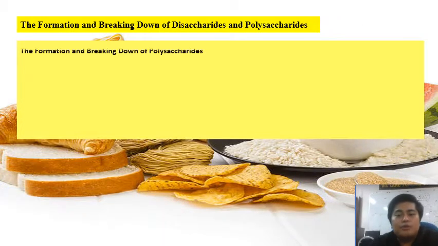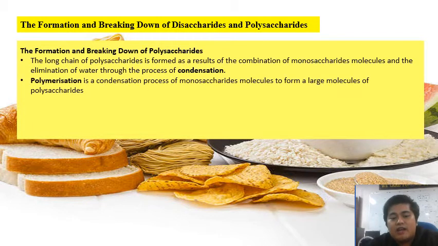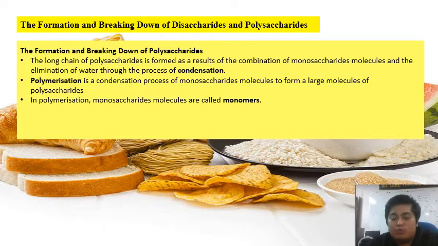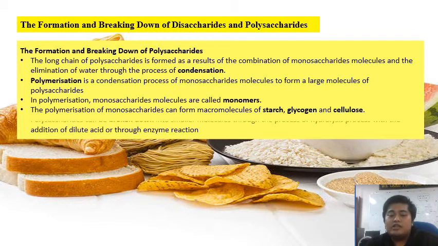So next, untuk polysaccharide pula. So sama juga proses dia, cuma yang membezakan dia adalah untuk polysaccharide dia akan membina satu polimer. Polimer tu apa? Polimer tu satu rantai yang sangat panjang yang melibatkan macam-macam jenis benda. So in polymerization, monosaccharide molecules are called monomers. So the polymerization of monosaccharide can form macromolecules of starch, glycogen and cellulose.